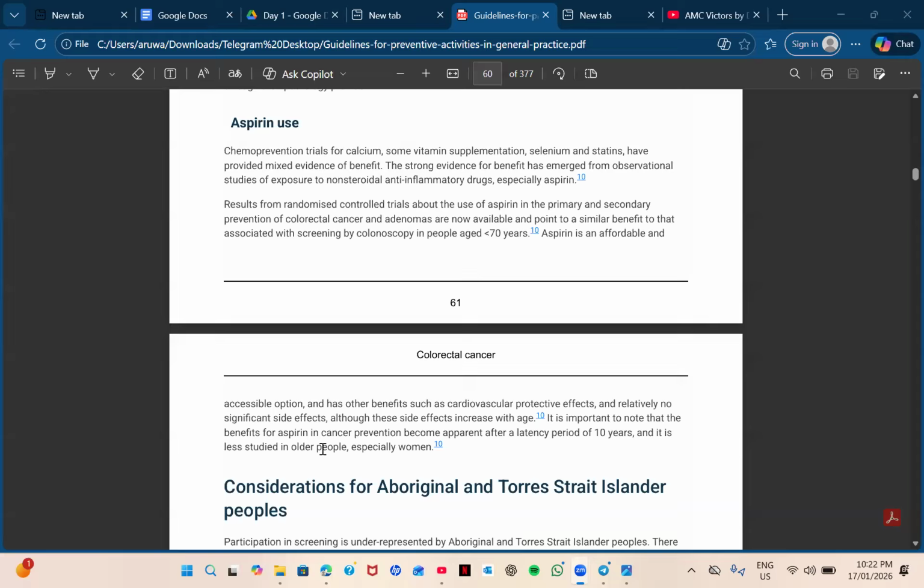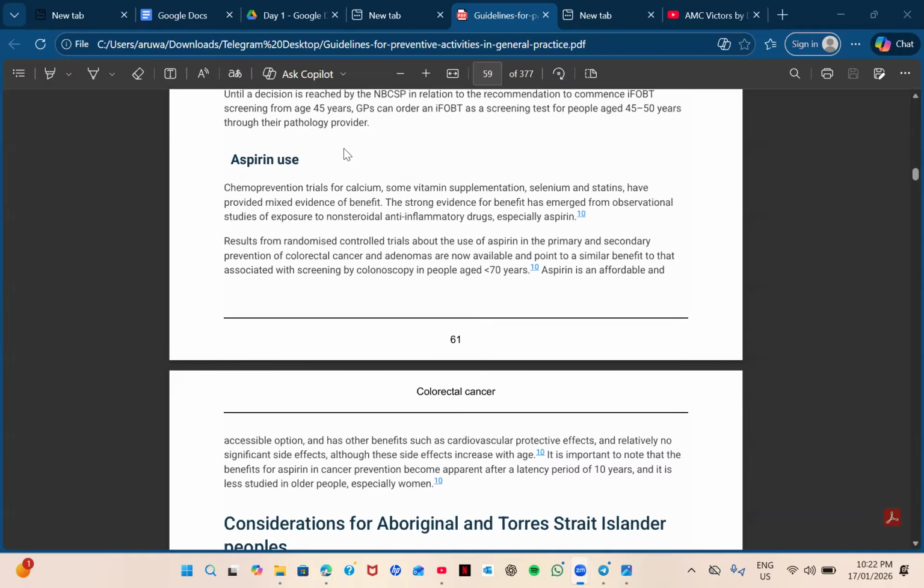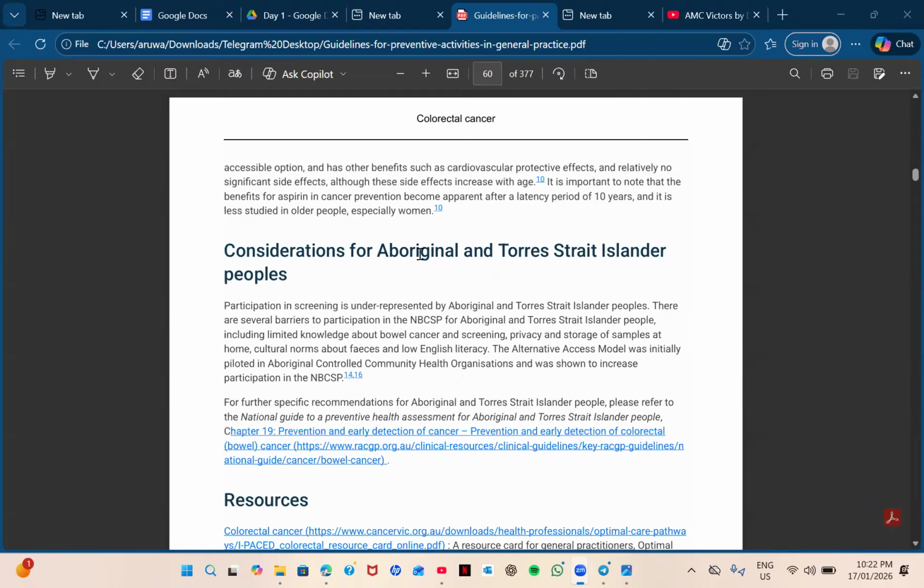Aspirin is an affordable and accessible option and has other benefits such as cardiovascular protection and relatively no significant side effects. Although these side effects increase with age, it's important to note that the benefits of aspirin in cancer prevention become apparent after a latency period of 10 years, and it is less studied in older people, especially women. So they have found out aspirin helps prevent cancer risk. Okay, so that's all, doctors.